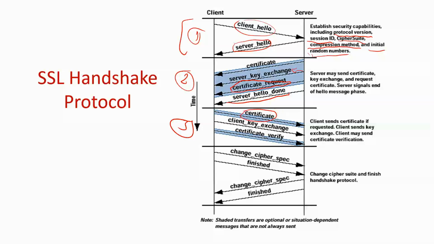Same thing for the certificate that was sent by the server in phase 2. If the client does not recognize the certificate or cannot authenticate the certificate properly, then the client can actually terminate the connection in this case.